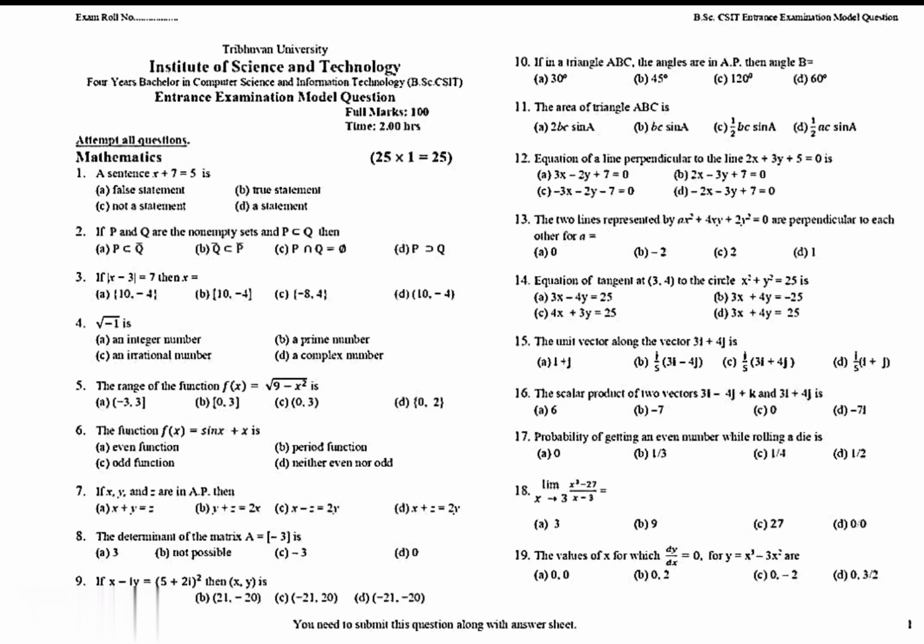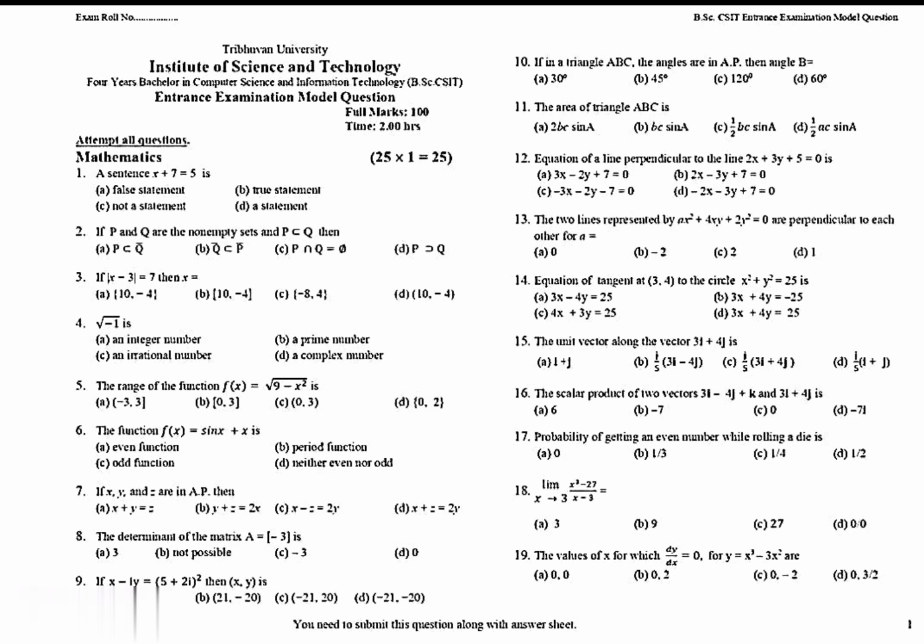Question number 15. The unit vector along the vector 3i plus 4j is A. i plus j, B. 1 upon 5 (3i minus 4j), C. 1 upon 5 (3i plus 4j), D. 1 upon 5 (i plus j). Question number 16. The scalar product of two vectors 3i minus 4j plus k and 3i plus 4j is A. 6, B. Minus 7, C. 0, D. Minus 7i.